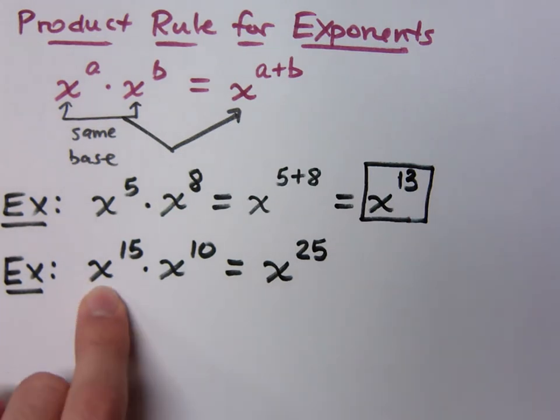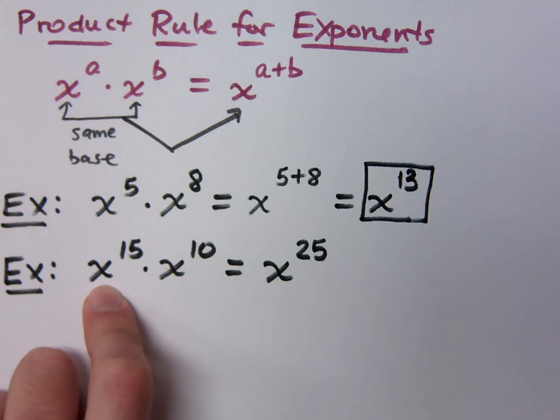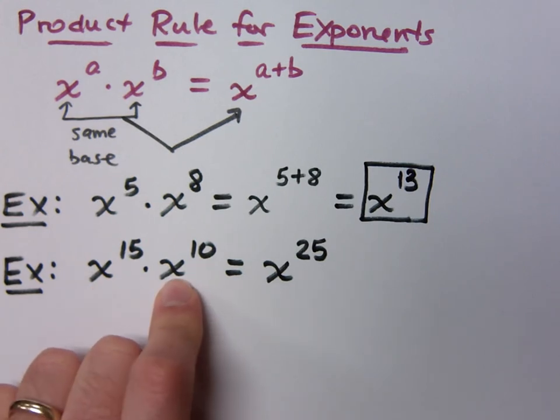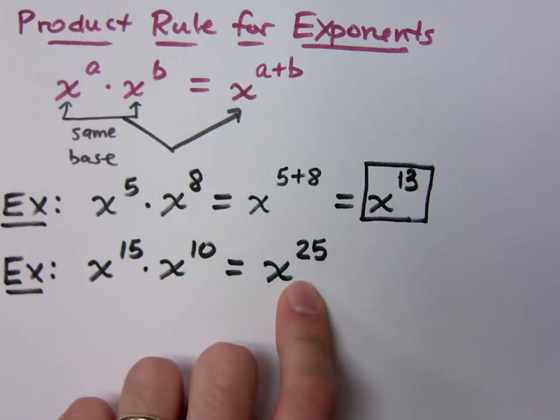Because this part right here says you have 15 factors of x. This says you have 10 factors of x. How many factors are stuck together if I were to string it all out? I have 25 factors altogether. Do you all agree? Okay.